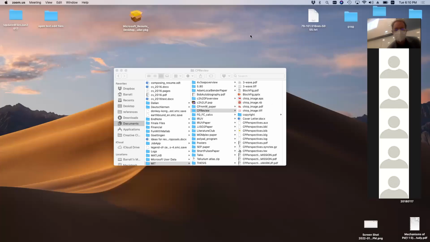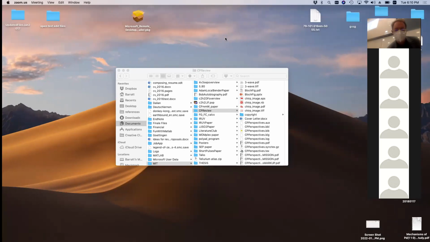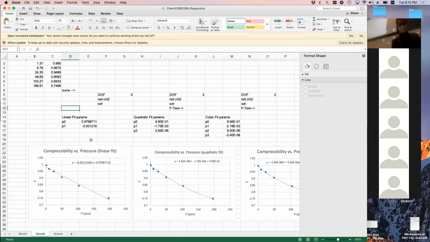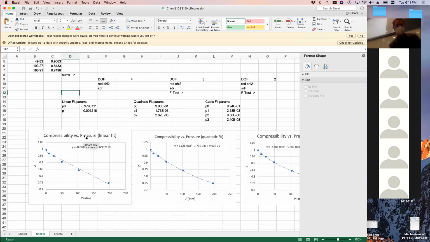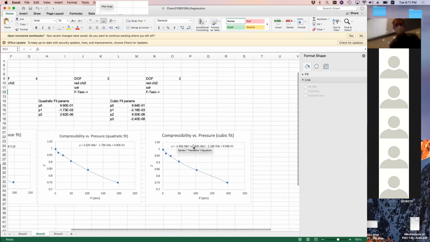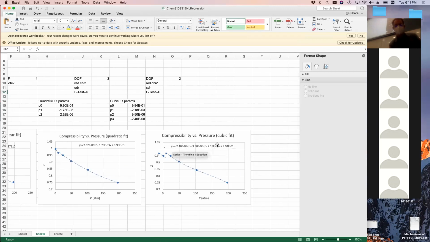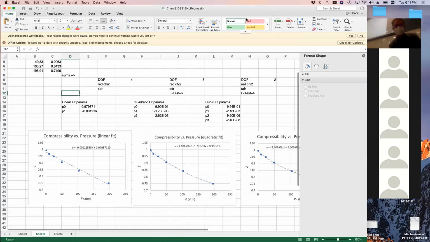Okay, so just for the sake of completeness on the recording, we're talking about fitting polynomials to data. If we extend our compressibility versus pressure data to higher pressure, and use the trend line options in Excel, you can choose either a line, which gives you a straight line fit, or a polynomial and set the order to get the coefficients of different order polynomials. Okay.